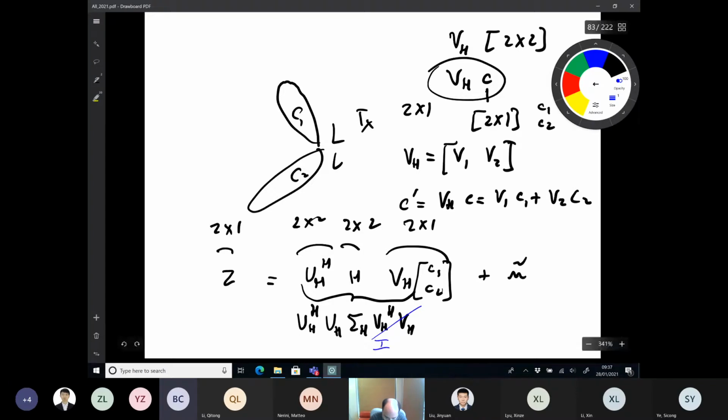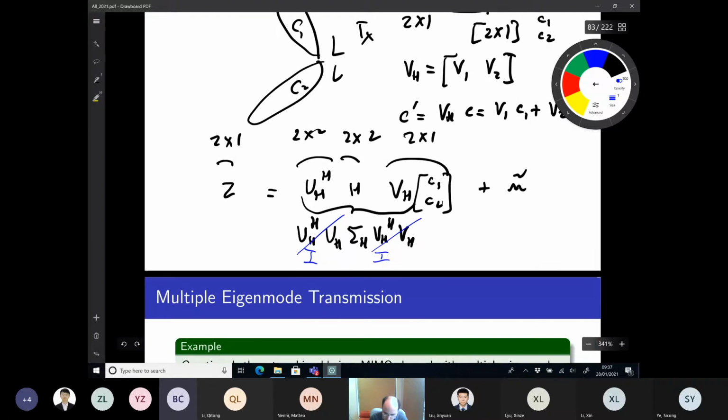This is the identity matrix. This is the identity matrix because the right and left singular vector matrices actually are unitary, right? So this is the identity matrix. So what that means is that now I have an effective system model that reads Z is equal to Sigma H multiplied by C1, C2, plus some effective noise, right?